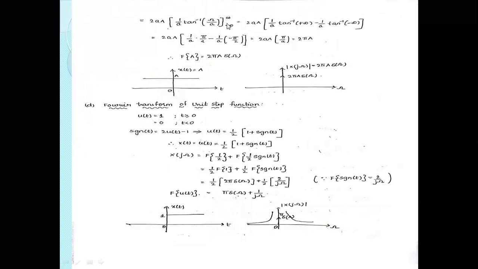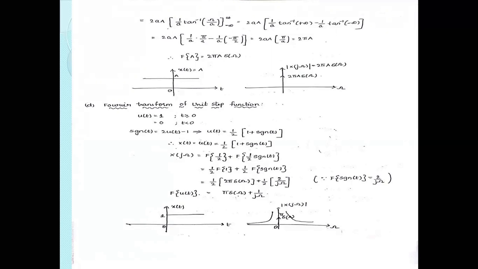So it is 1 by a tan inverse omega by a, with the upper limit plus infinity and the lower limit minus infinity. Substituting the upper limit, it becomes pi by 2, and the lower limit becomes minus pi by 2, because tan inverse infinity is pi by 2 and tan inverse minus infinity is minus pi by 2. So we have 2aA times 1 by a into pi by 2 minus 1 by a into minus pi by 2.